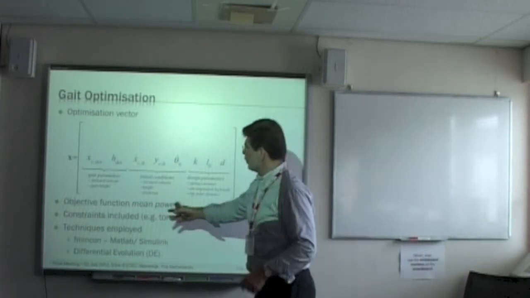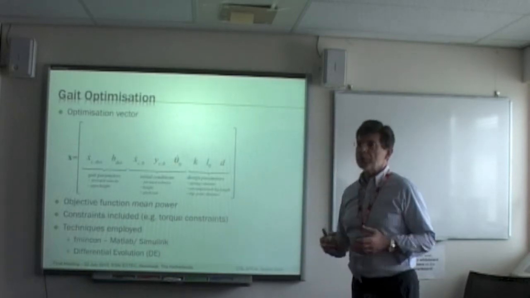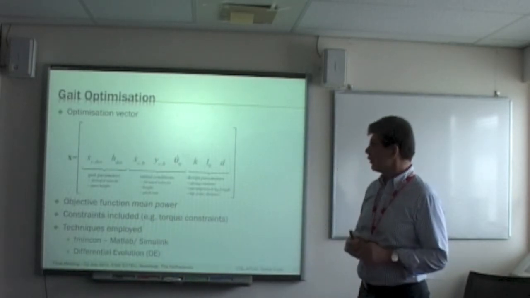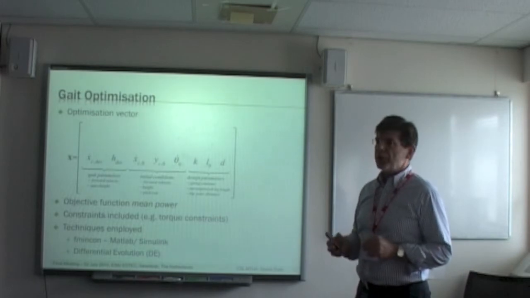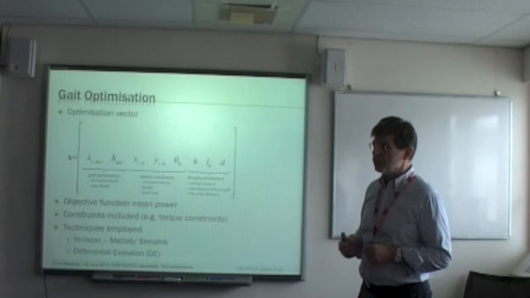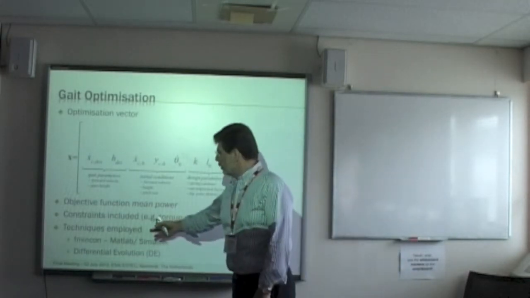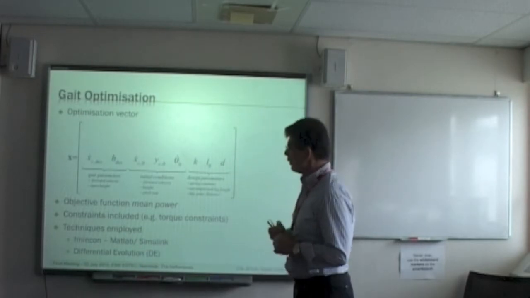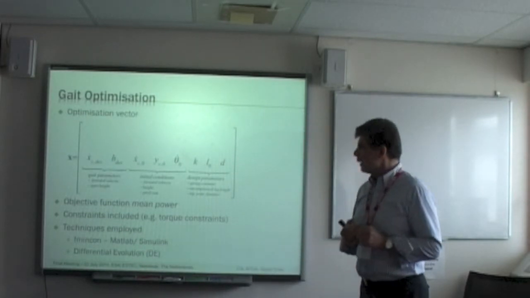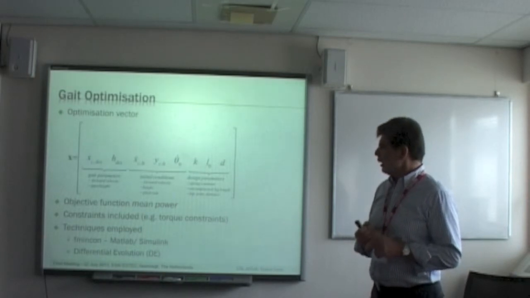So the objective function that we used takes into account the mean power consumed by the robot in those gaits. And we have constraints, like the torque cannot exceed this amount because of technological reasons. And we employed a number of techniques: fmincon from MATLAB Simulink, which is a constraint optimization algorithm, and the differential evolution algorithm.